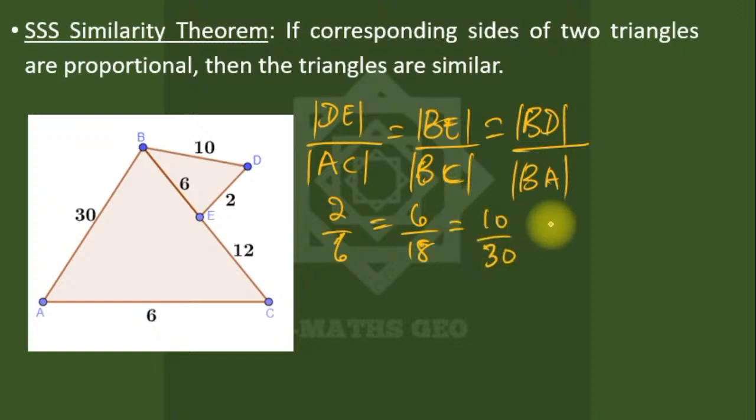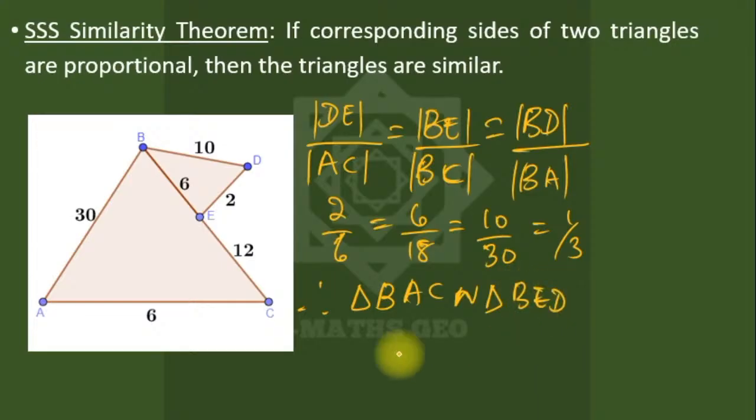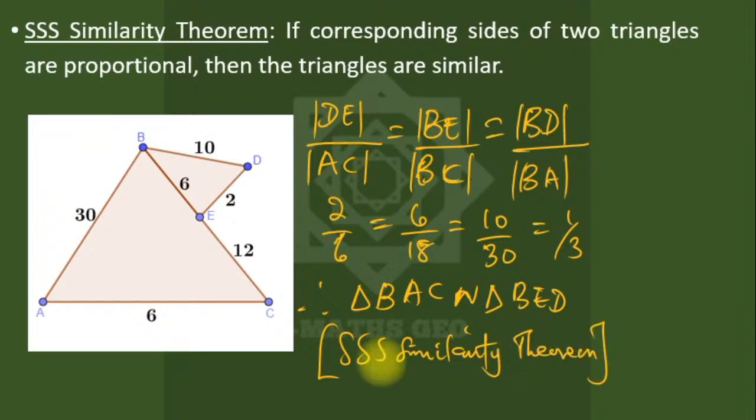So what do you notice? They always give us the same. They are equal, 1 over 3. So even without knowing the angles, triangle BAC is similar to triangle BED, by which theorem or postulate? By the SSS similarity theorem. So it's a theorem. So that's it. Now the final one.